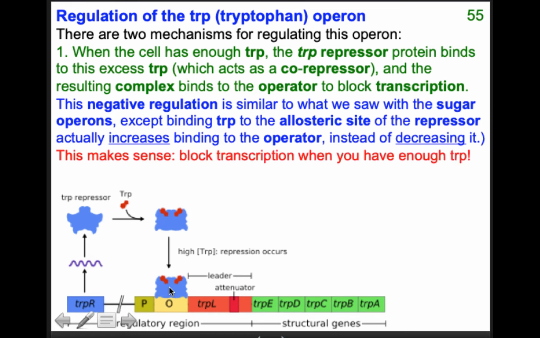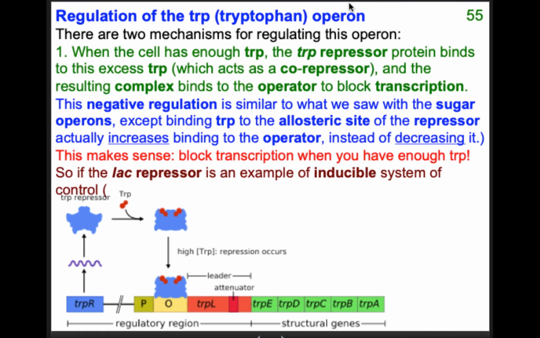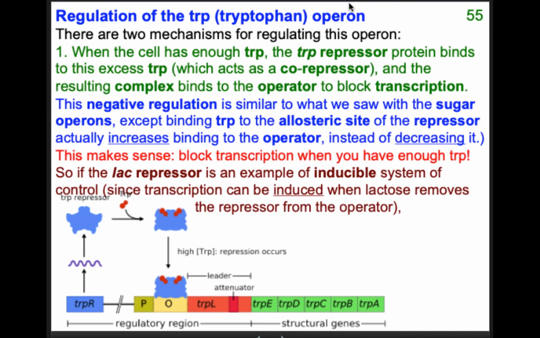Okay, so this makes sense because you want to block transcription when there's plenty of tryptophan around, and if there's no more tryptophan, then this repressor should come off so you can make some more. So in terms of terminology, thinking back to the lac repressor protein, that system of controlling the lac operon is called an inducible system because you can induce expression of the lactose operon when you add lactose as an effector molecule.